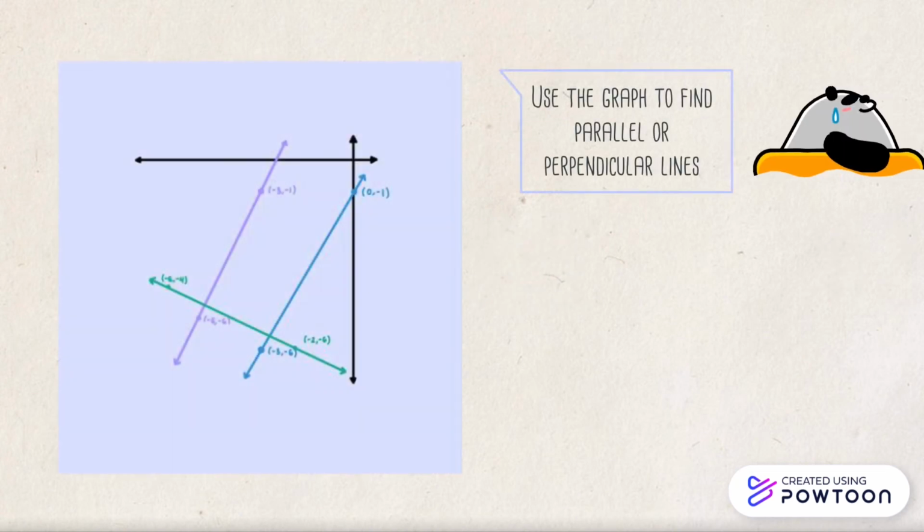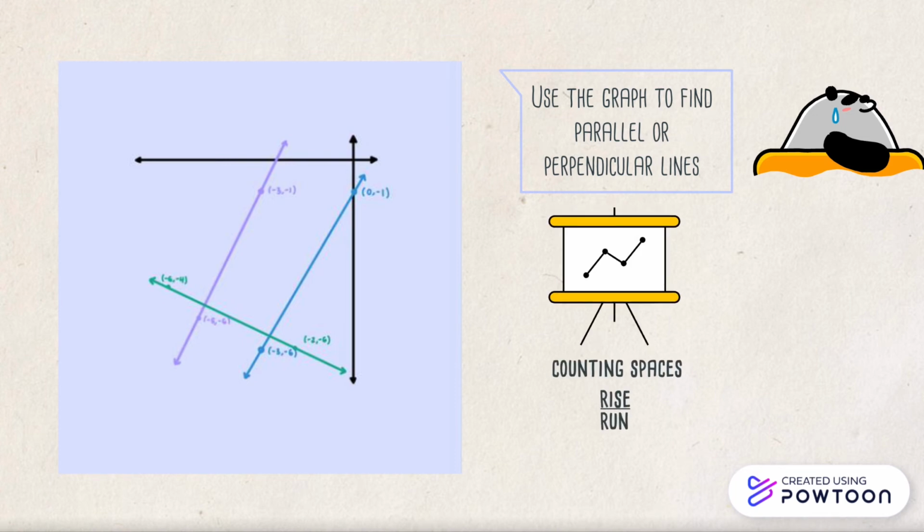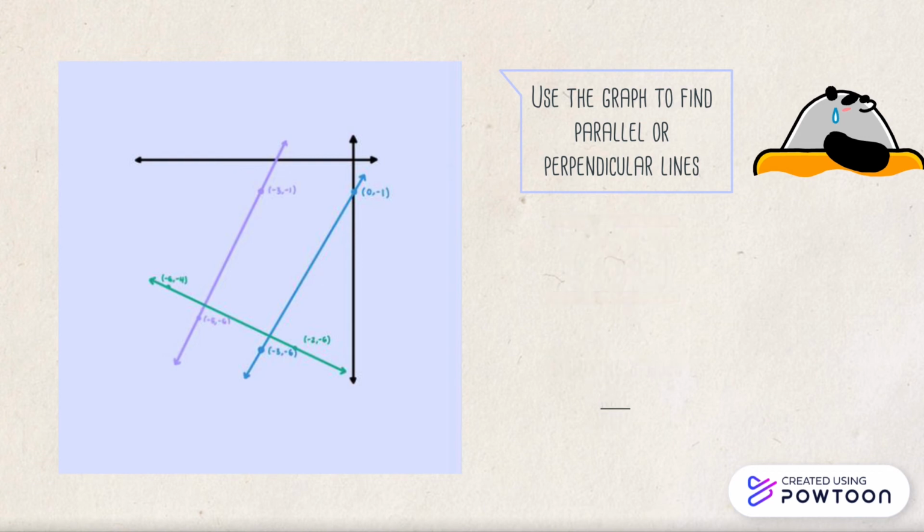Second problem, use the graph to find parallel or perpendicular lines. Same steps, find the slope. We're going to do counting spaces using rise over run because it's on the graph and it's way easier than counting or whatever. So looking at the green line, we can see it goes up 2 and to the left 4, and we write that as 2 over 4 and simplify that down to negative 1/2. We know it is negative because just looking at the graph, we can see that the line is going down.